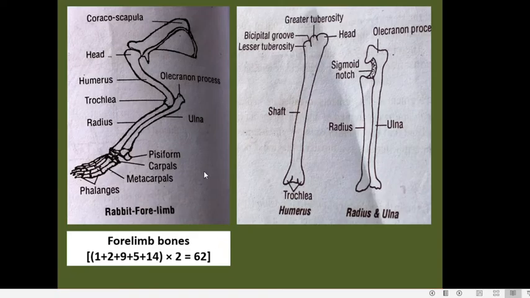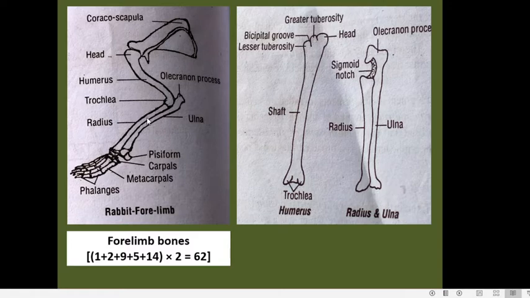The hand of the rabbit is fixed in a plantigrade position, that is, with the palm touching the ground. And now we will go to the various forelimb bones. The upper arm or the brachium of the rabbit is supported by a single bone. The name of this bone is humerus.